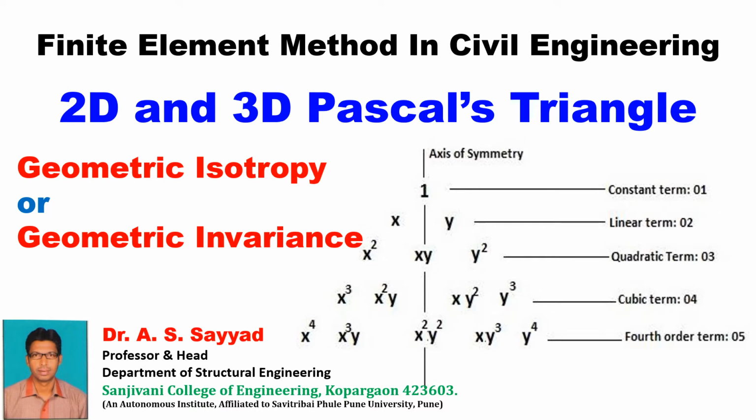Our today's topic is 2D and 3D Pascal Triangle. We will also discuss in this class what is geometric isotropy, which is also called as geometric invariance. So what is geometric isotropy or geometric invariance?